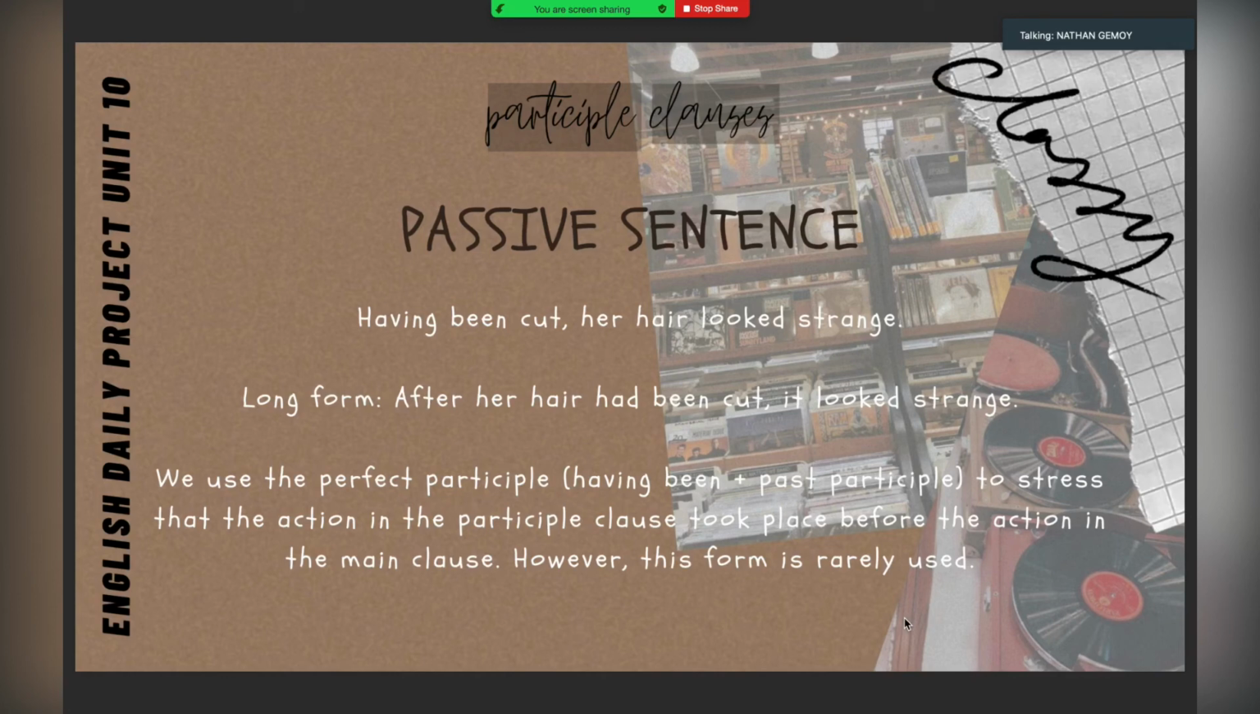So in conclusion, we use the perfect participle, having been plus past participle, to stress that the action in the participle clause took place before the action in the main clause. However, this form is rarely used.